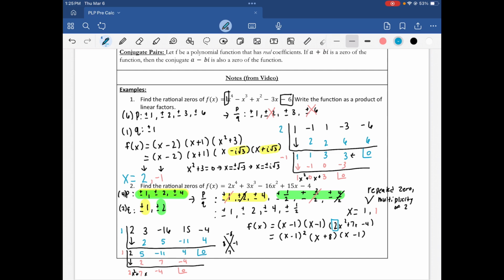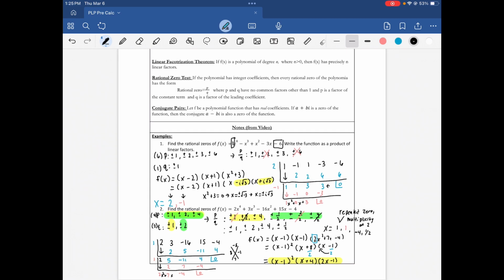And since our a value was not a 1 to begin with, go ahead and divide by 2 where we can. So we've got x minus 1 squared. And then 8 divides by 2 nicely, so we've got x plus 4. 1 does not divide by 2 nicely, so this is where the bottoms up comes in, 2x minus 1. So then this would be our final factored form. And if you needed your list of zeros, you would have x equals 1, and then also x equals negative 4 and 1/2.